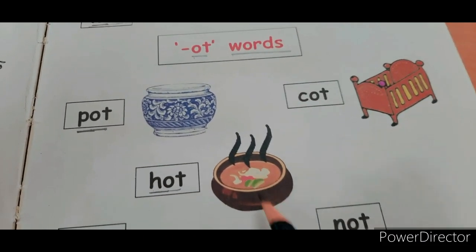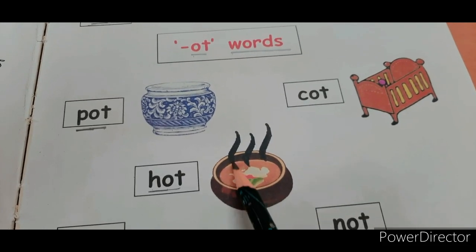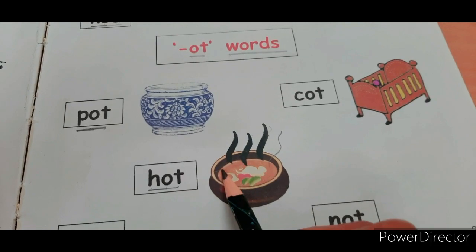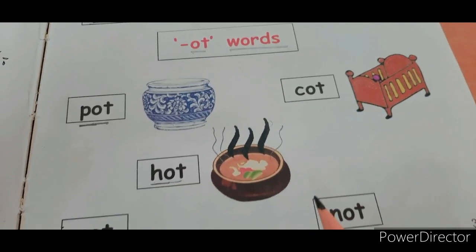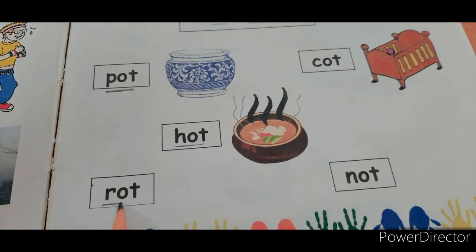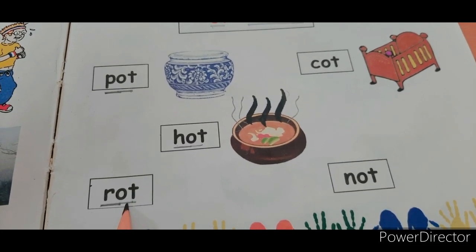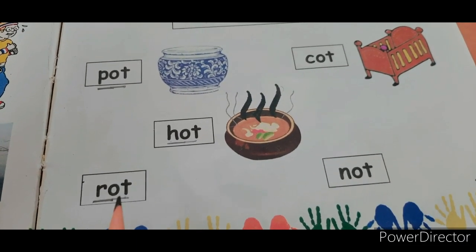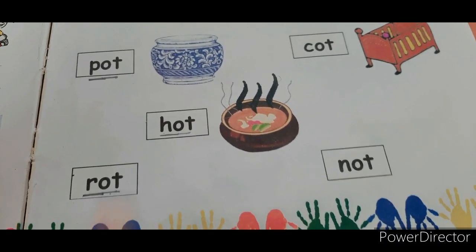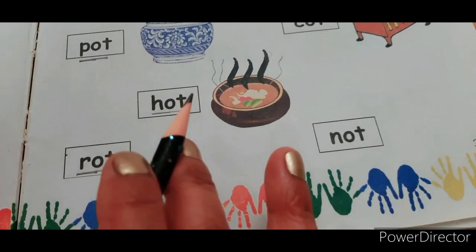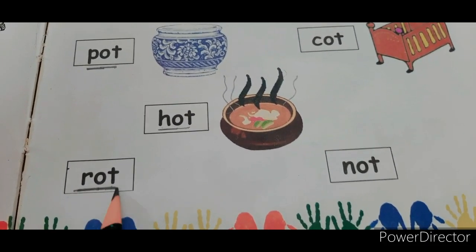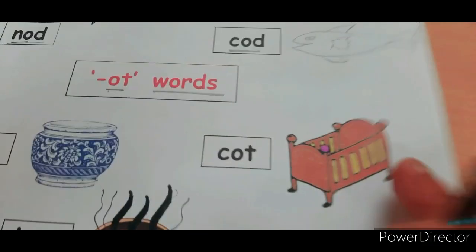Hot. Look, in this picture, the vegetable looks hot. This shows that the vegetable is hot, or the soup is hot. Rot. Rot means when any fruit, vegetable, or any food is not good to eat. It has spoiled. It is not fresh to eat. So we call it rot, rotten.